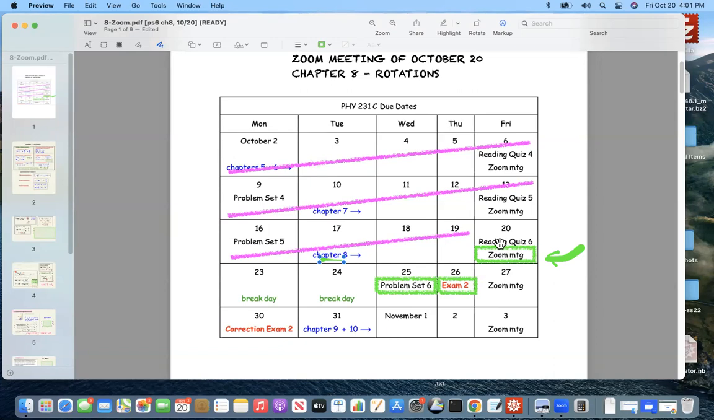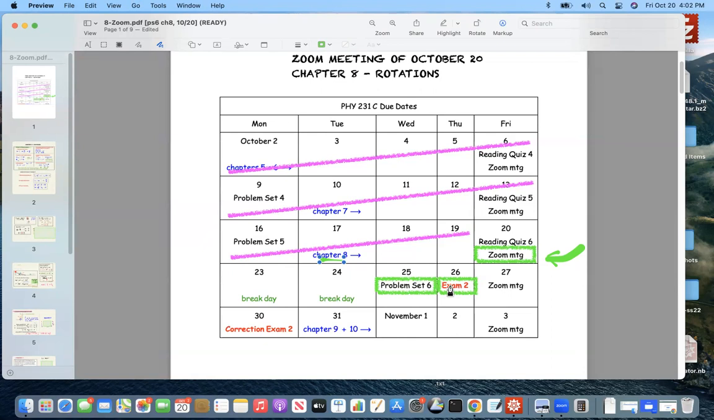The reading quiz for chapter 8 is due at the end of today. The large problem set for chapter 8 is due Wednesday. That's Wednesday of next week. Normally we have the problem sets due on Mondays, but next week, Monday is a break day and Tuesday is a break day. So the problem set will be due on Wednesday. And the next day, Thursday, will be the second exam. So I'll say a little bit about exam 2 at the end of the Zoom meeting.